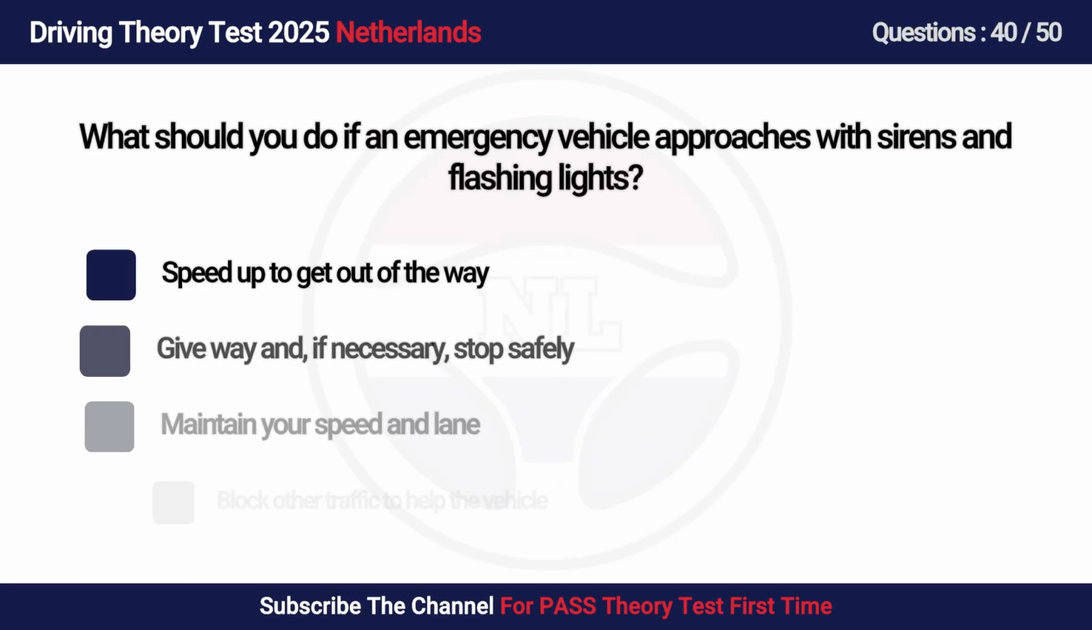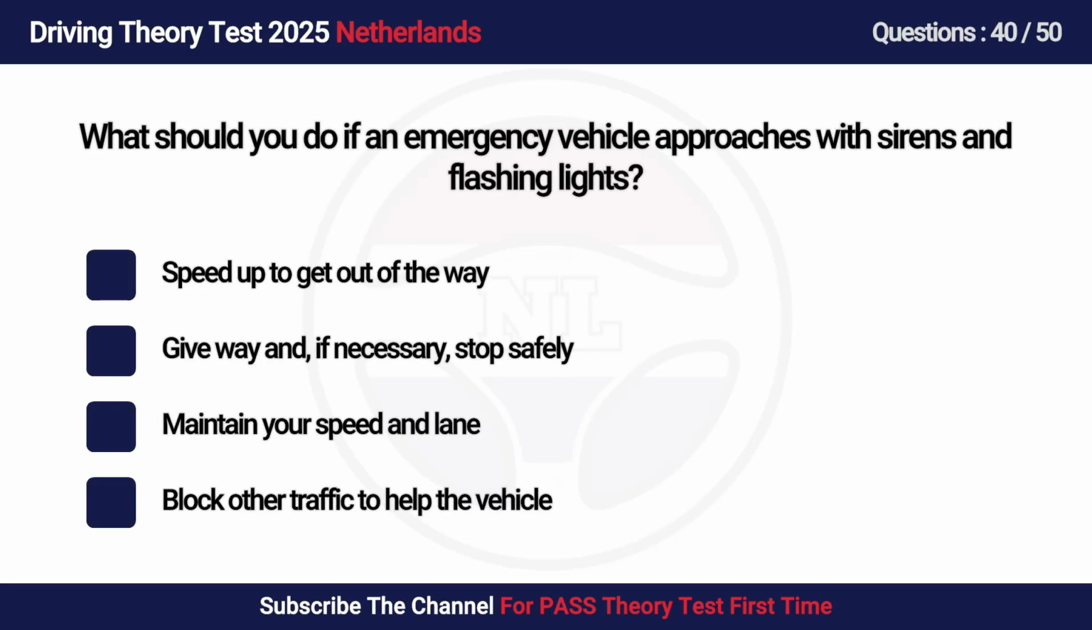Question 40. What should you do if an emergency vehicle approaches with sirens and flashing lights? A. Speed up to get out of the way. B. Give way and if necessary stop safely. C. Maintain your speed and lane. D. Block other traffic to help the vehicle.